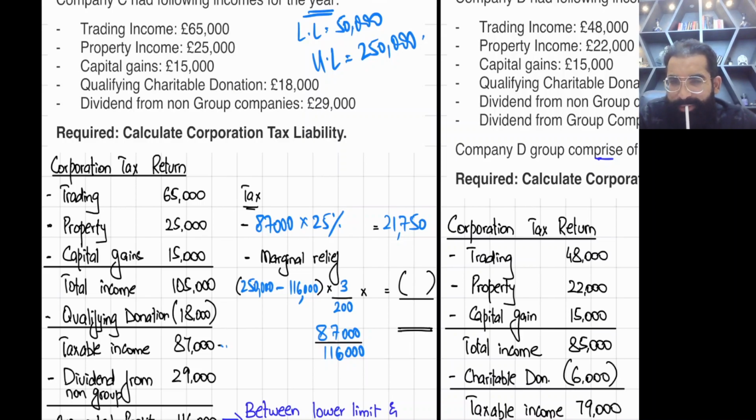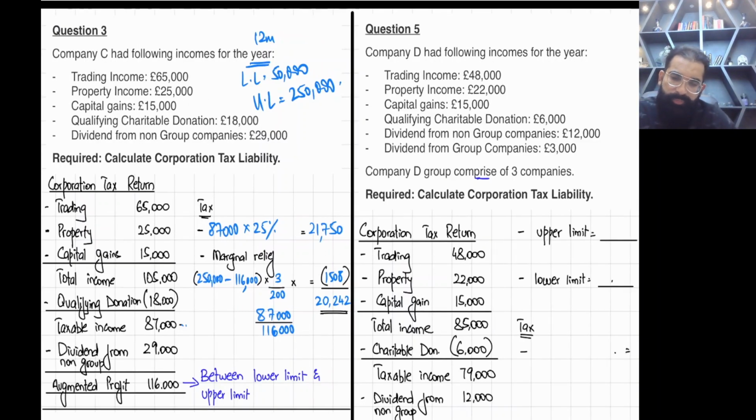87,000 divided by 116,000. Or you can write 87 divided by 116, because zeros will automatically get cancelled. We all know that. So this will be 1508. Use your calculator, you will get 1508. So now deduct it. 21,750 minus 1508 is 20,242. Okay, so one more question done.